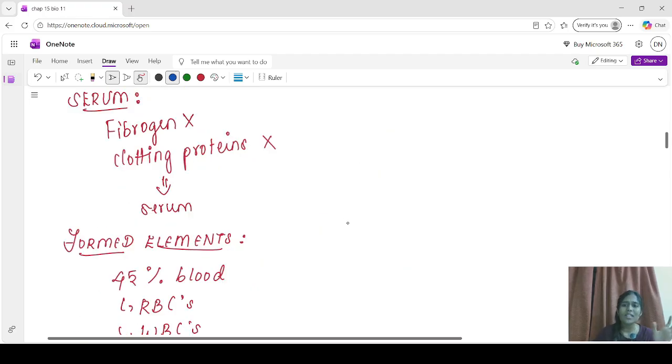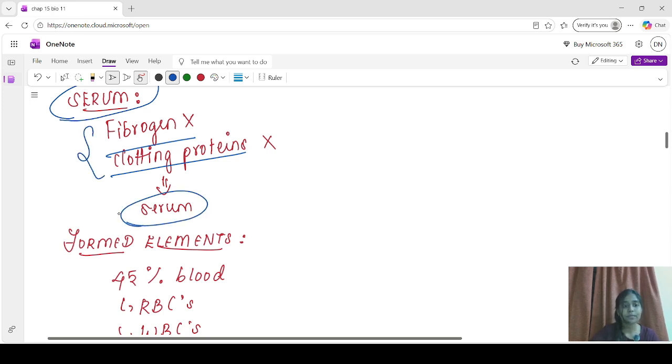Serum. So this is actually one of the most important terms in NEET. Now, what is serum? If fibrinogen and clotting proteins are removed from plasma, that remaining fluid is called as what? Serum. No fibrinogen and no clotting protein, the remaining liquid is called as serum.